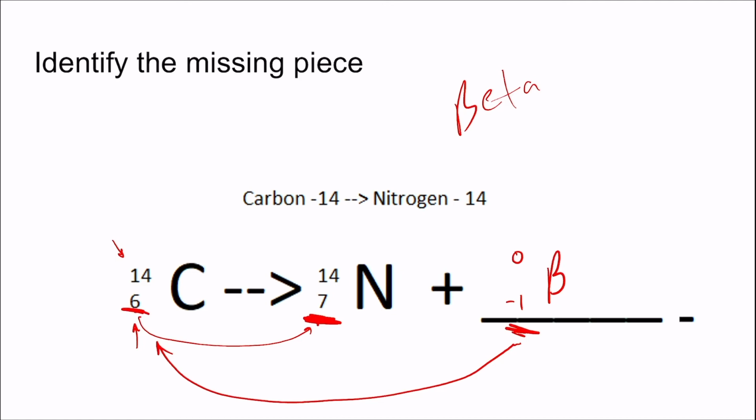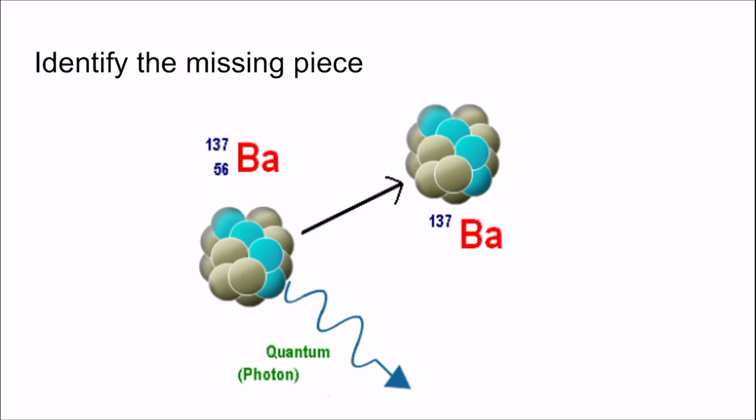All right. Identify what's going on with this one. So we have 56 here, and then it goes to barium, which is still 56. And then the 137, 137. So it looks like nothing happened, right? So that means that it's going to be gamma.